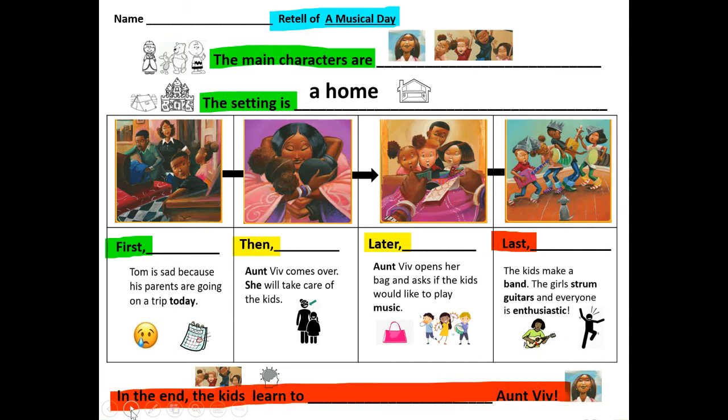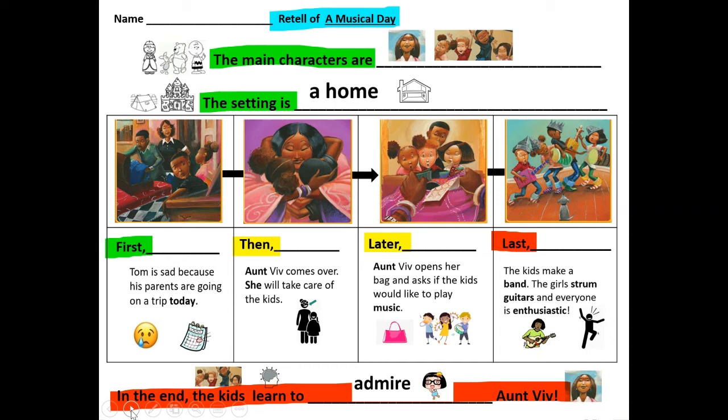So, in the end, the kids learn to blank Aunt Viv. What do they learn about? They learn to admire. That was one of our vocabulary words. In the end, the kids learn to admire or look up to Aunt Viv because she's a lot of fun.